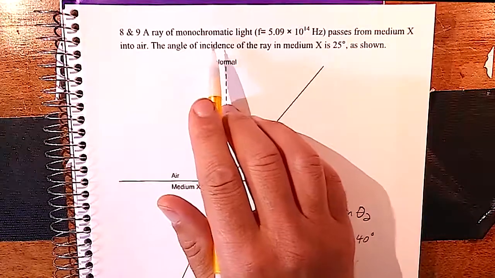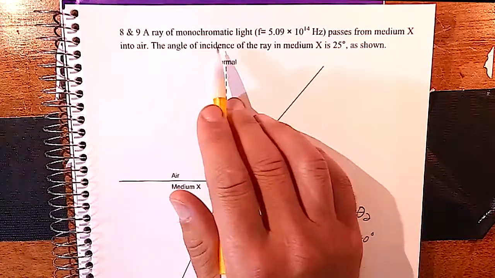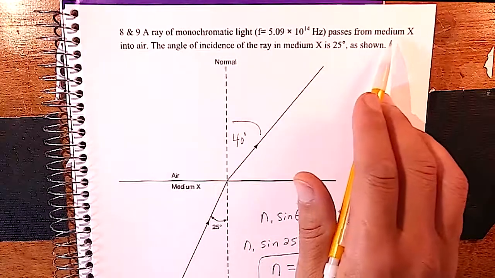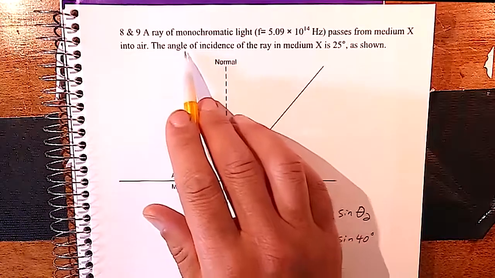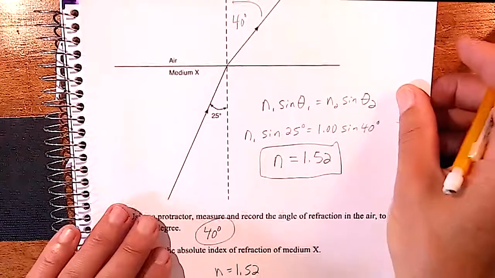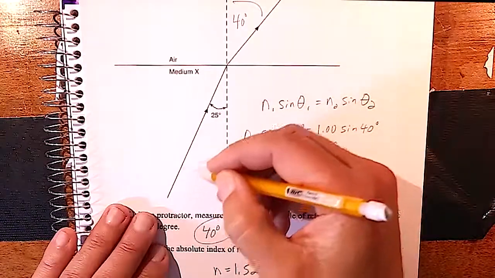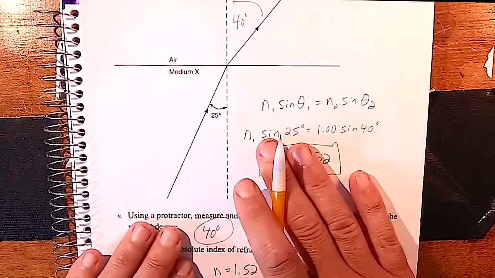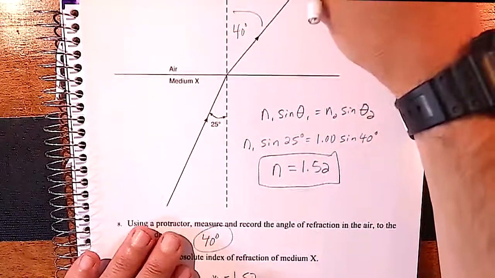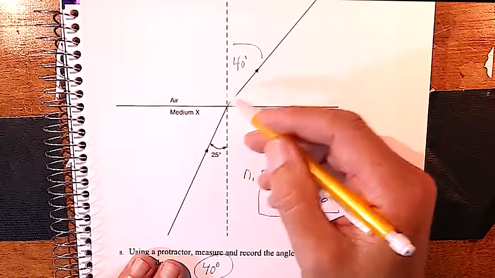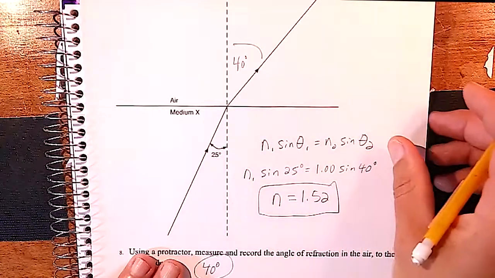So we have a ray of monochromatic light. Monochromatic means a single color of this particular frequency, and it's going from medium X into air. And the angle of incidence is 25. So let's look at our diagram. We have our incident ray. And this is entering into a new medium and refracting. So it's speeding up as it goes into air, so it's bending away from the normal.